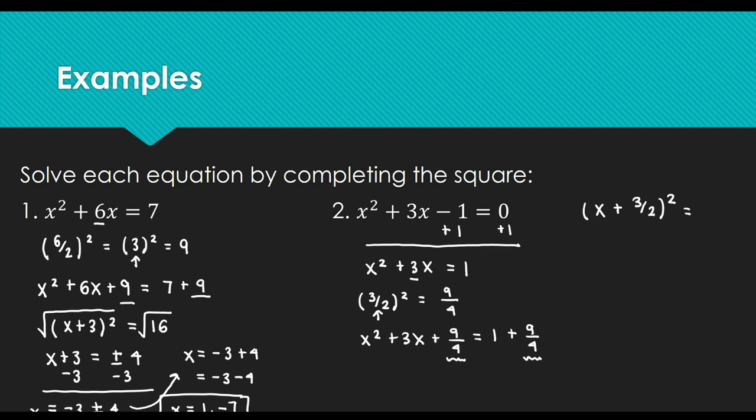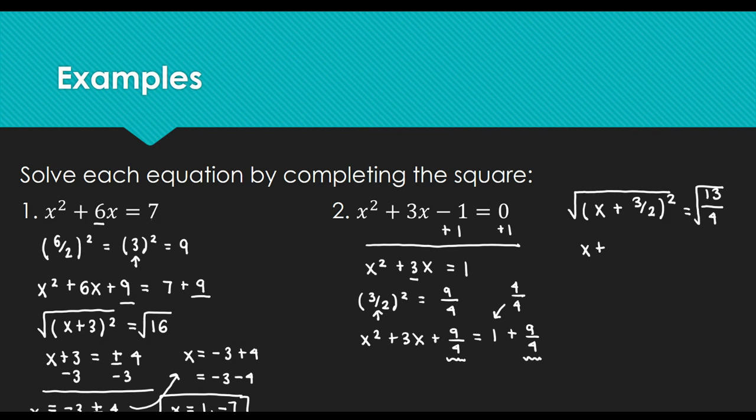To help us over with the right-hand side, you can think of 1 as 4 divided by 4, because 4 divided by 4 is 1. And so because they have the same denominator, you get to keep the denominator and now add the numerators. Well, 4 plus 9 is 13. And now we're back to, okay, I can start solving for x because I can take the square root of both sides.